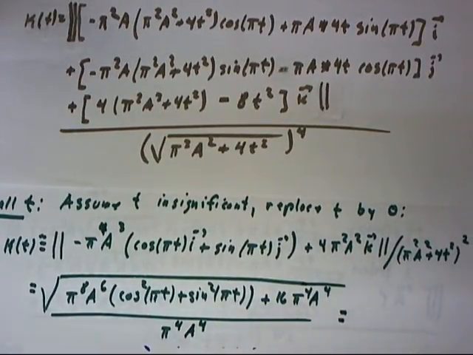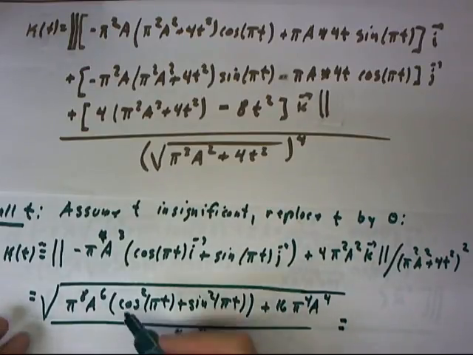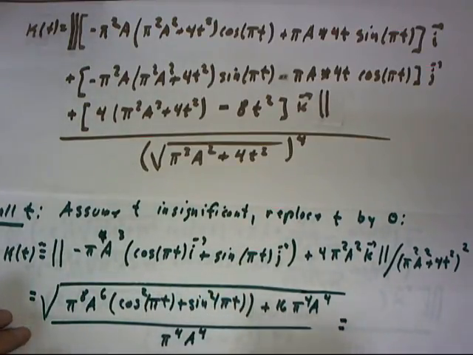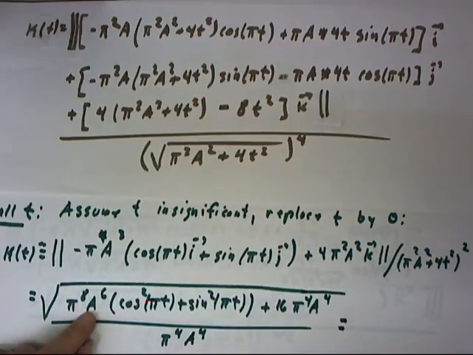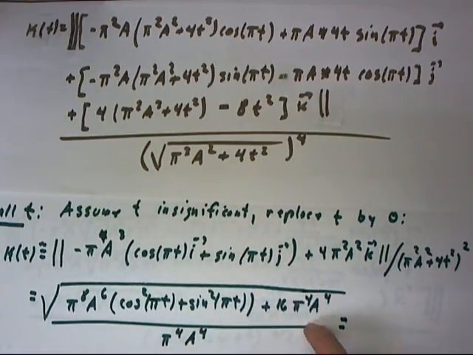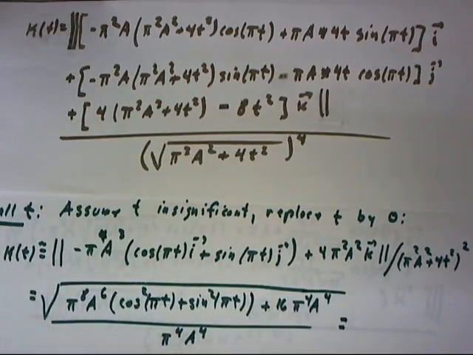Now I'm not sure how much algebra I really want to impose on you, and on myself, I guess. The square root of pi to the 8th a to the 6th is just pi to the 4th a cubed. Dividing that by pi to the 4th a to the 4th, we end up with 1 over a. Of course, we still have this pesky 16 pi to the 4th a to the 4th over here. So what I'm going to do is I'm going to go ahead and divide through this expression by pi to the 8th a to the 8th within the square root. And this is going to be 1.